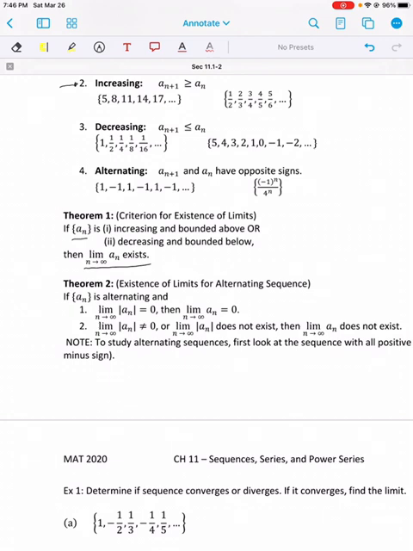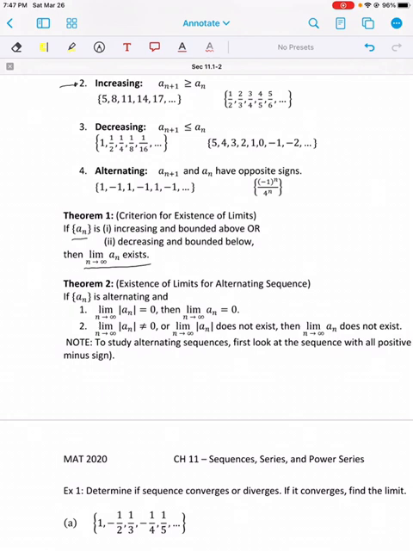The next theorem is about the alternating sequence. When we have an alternating sequence, what happens? It gives us an idea of when the limit of an alternating sequence will exist and when it will not. If we have an alternating sequence and the limit of the absolute value of a sub n as n goes to infinity is 0, we are looking at the sequence with all positive terms, the same sequence but with all terms taken as positive.